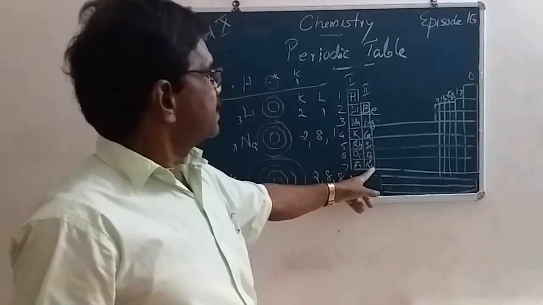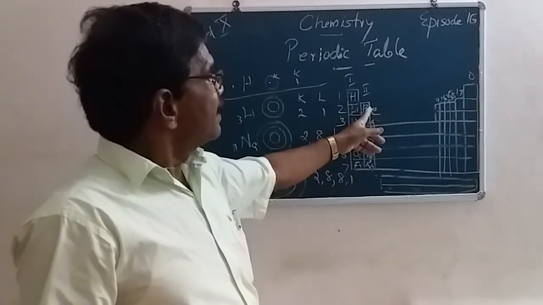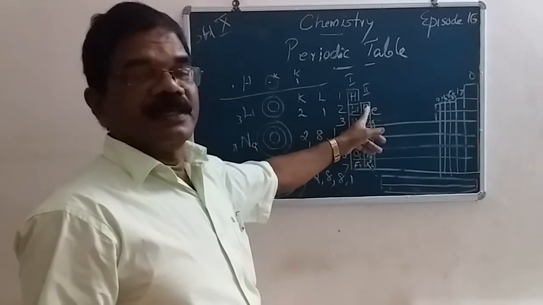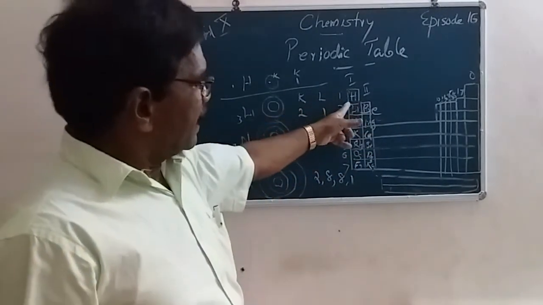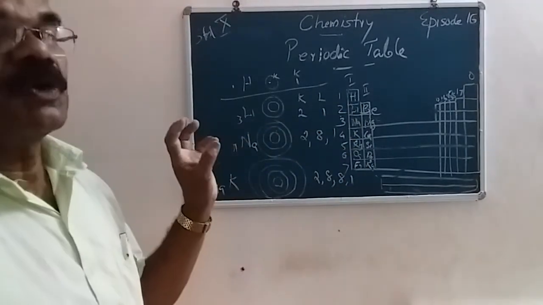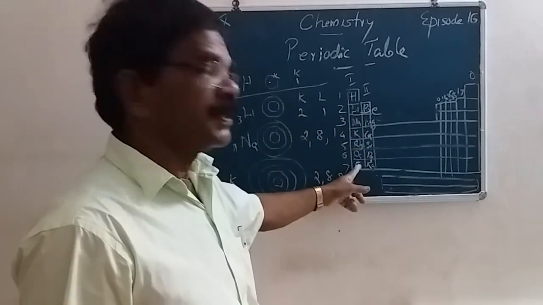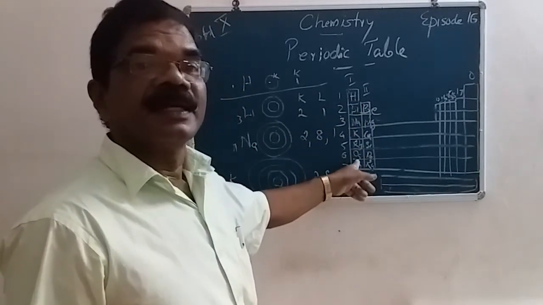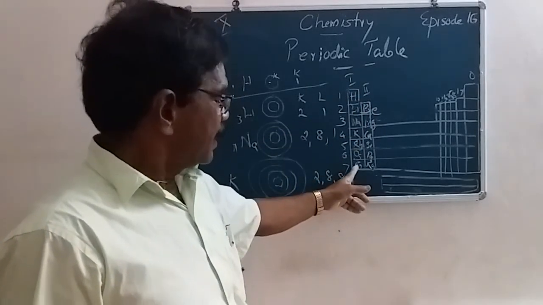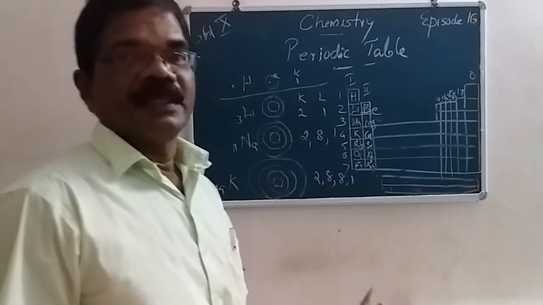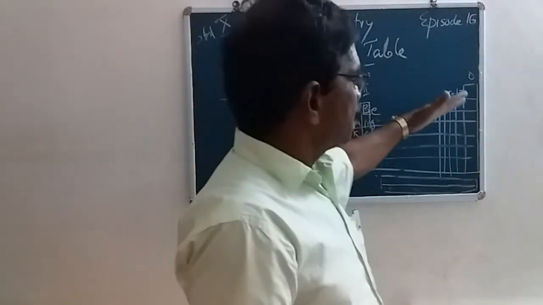Which is the smallest element in the second group? Beryllium. It has only 2 shells. Similarly, in the first two groups, which has the smallest atom? Hydrogen. And which is the biggest atom? Francium. Why? Hydrogen has only a single shell, the K shell, while francium has 7 shells. This variation is the same throughout all the groups.